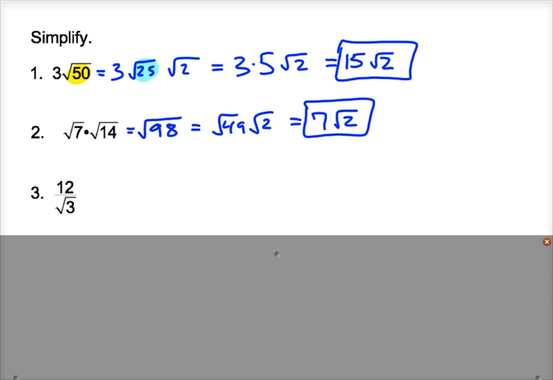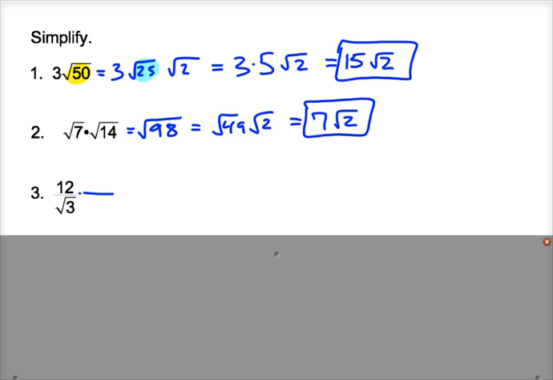Number 3, first thing you have to be careful of is I can't reduce between the 3 and the 12 because the 3 is underneath the square root and the 12 is not, so I have to treat them separately. One problem though is you can't leave square roots in the denominator. So we fix it by doing something that's called rationalizing the denominator. So I would like to get rid of the square root of 3 in the denominator.